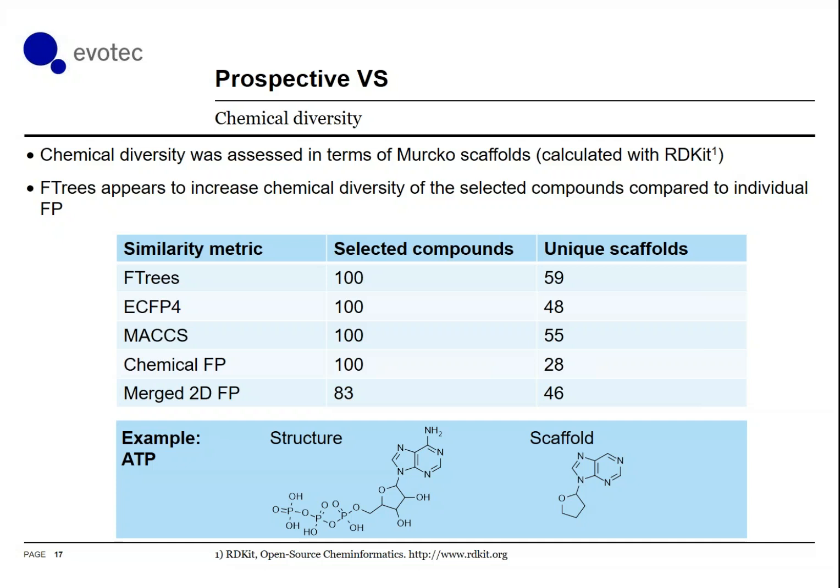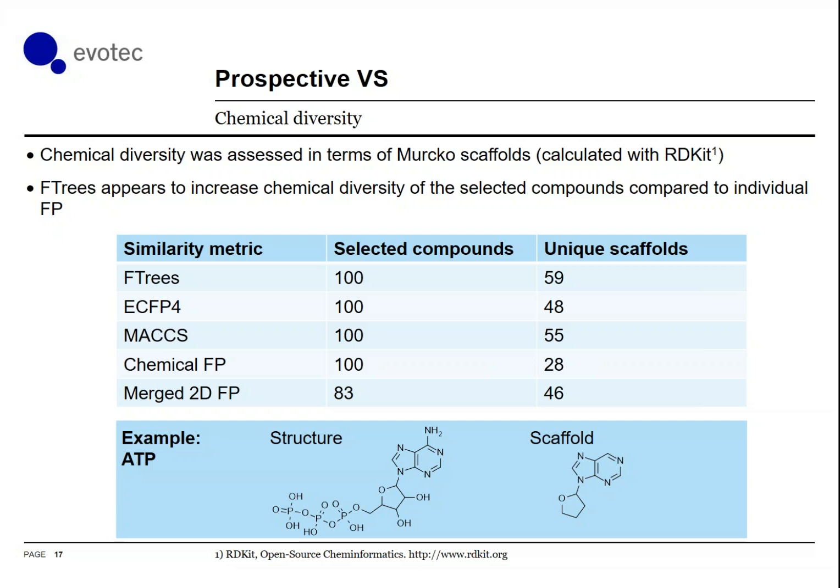In order to get these scaffolds, I have used RDKit, so calculated the Murcko scaffold. You can see an example in the bottom box where, for example, ATP is shown as a full structure, and also the scaffold, which basically includes only the ring systems and the links between them. And so this can give us an idea of how chemically diverse this ensemble of compounds is. There may be different ways to assess chemical diversity. I just chose this for convenience.